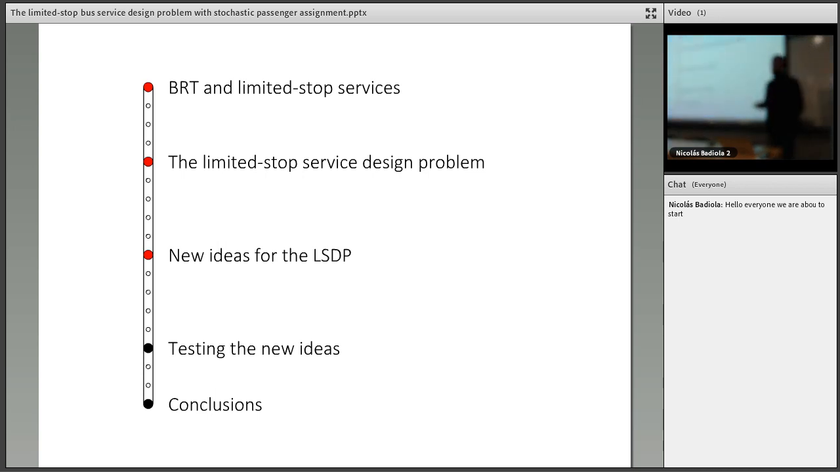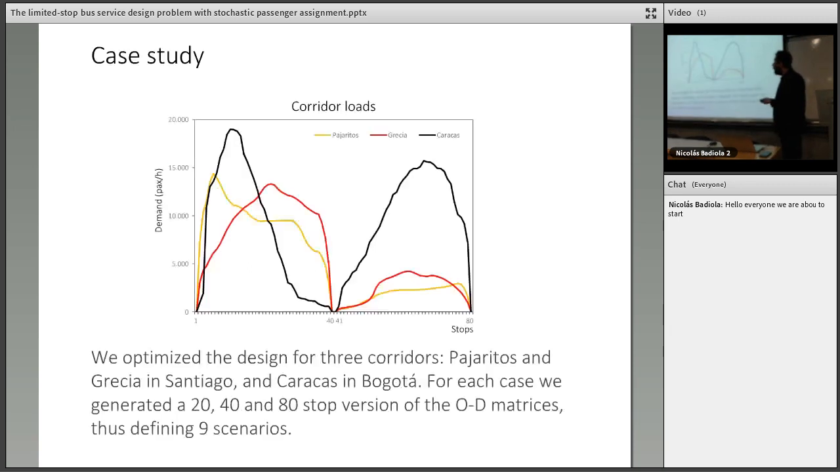So how did this all work out? We worked on three corridors with real world data obtained for corridors in Pajaritos and Grecia, the yellow and the red line, which are corridors here in Santiago, and also the black line, which represents the Caracas corridor in Transmilenio, the main corridor in Transmilenio.